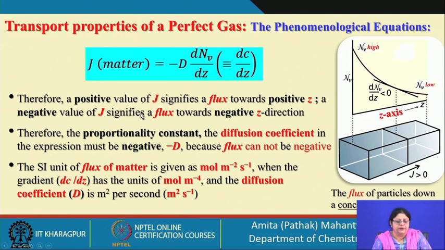So, what does a positive value of J mean? A positive value of J signifies a flux towards positive Z. If this is the 0, this side is the positive Z. A negative value of J signifies a flux towards the negative side of the Z direction, if I am talking about a flow in this direction. So, it is essentially not the J which is negative. J is always going to be positive, but the positive and negative sign signifies in which direction the flow or the diffusion is taking place, either along the positive Z direction or along the negative Z direction.